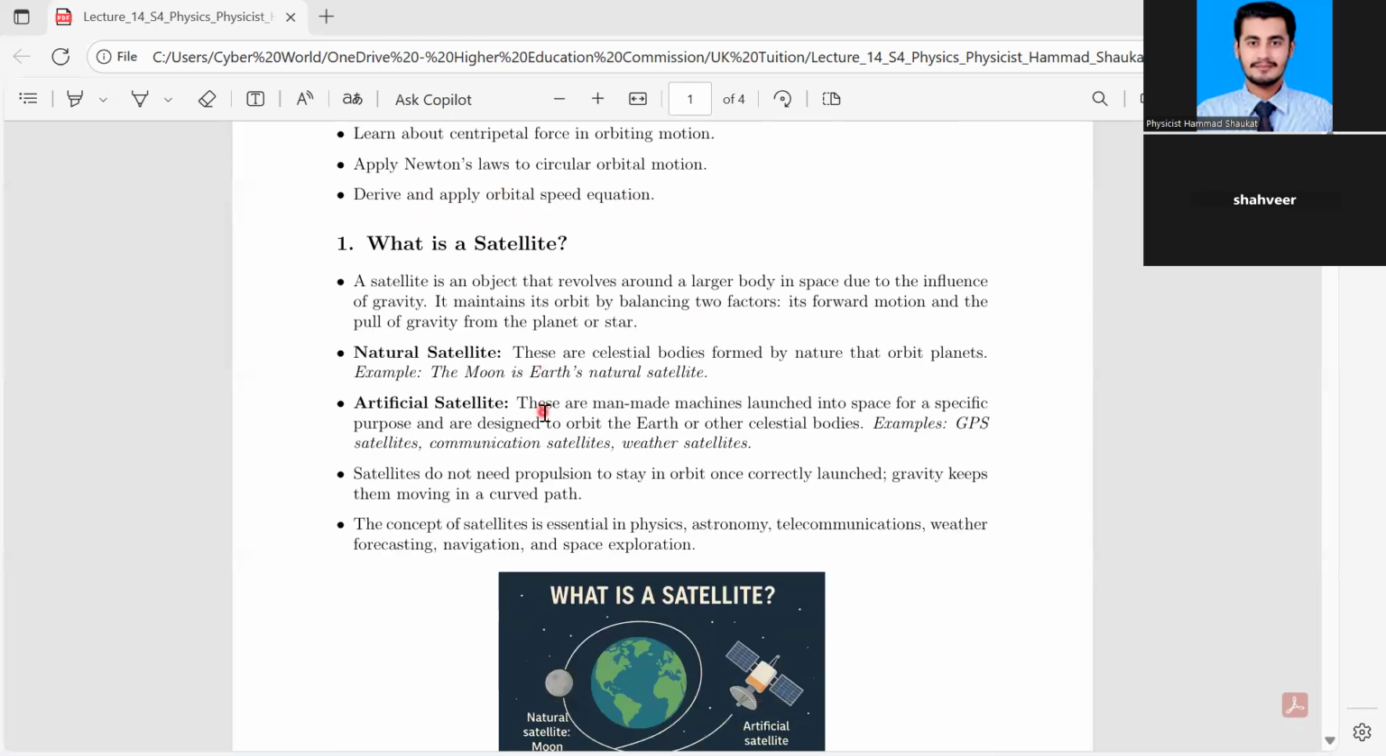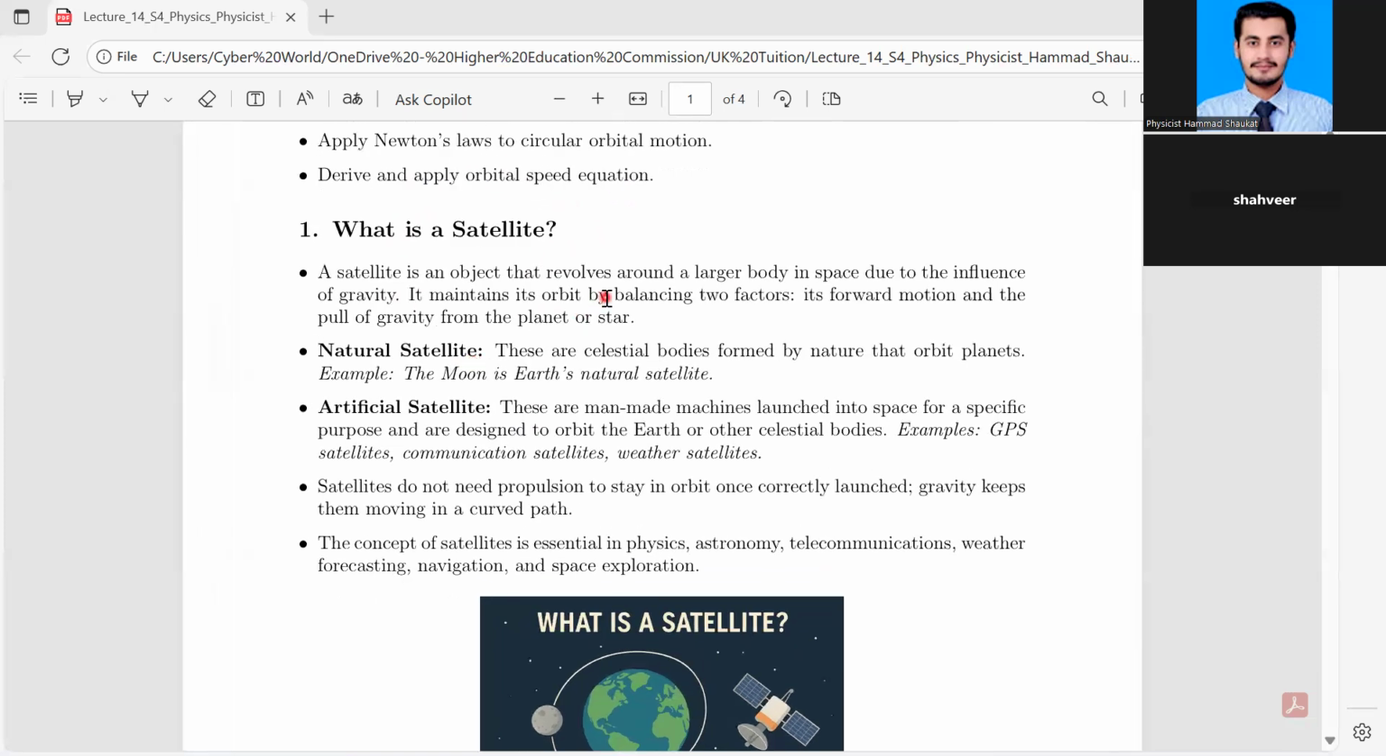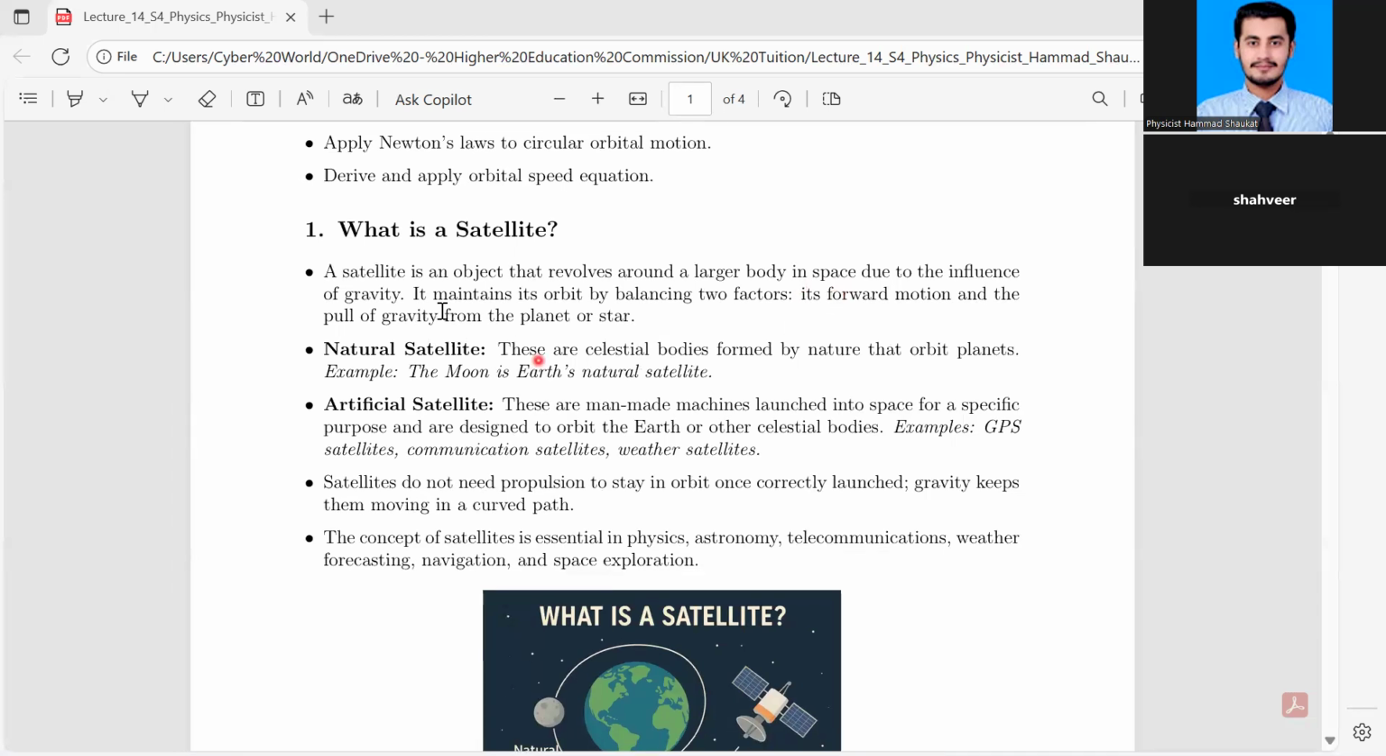So let's start with the definition of a satellite. What is a satellite? How can we define a satellite? Basically, a satellite is an object that revolves around a larger body in space due to the influence of gravity. If a body is moving around a larger body, and the motion of that body is due to the influence of gravity, then we can say that object is called a satellite. The object that is moving around a massive body under the influence of gravity is called a satellite. All right.